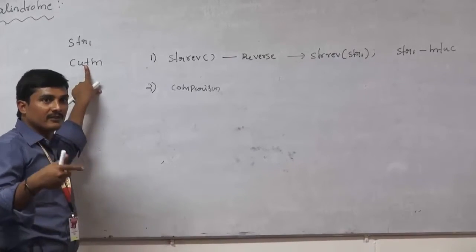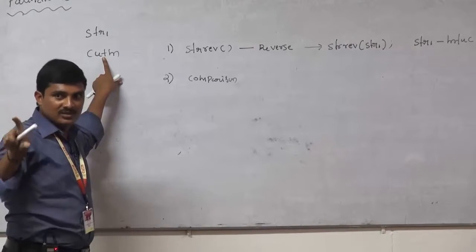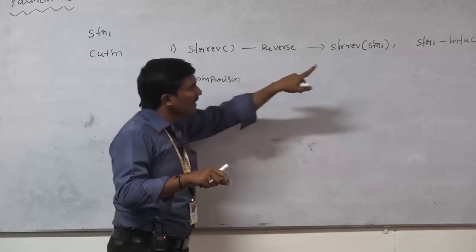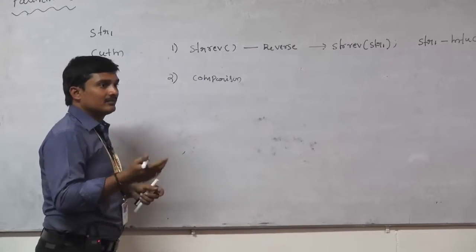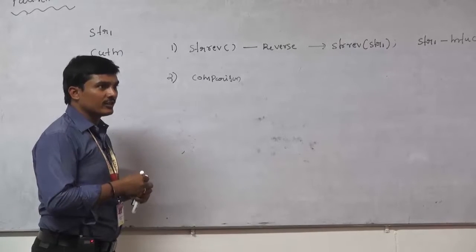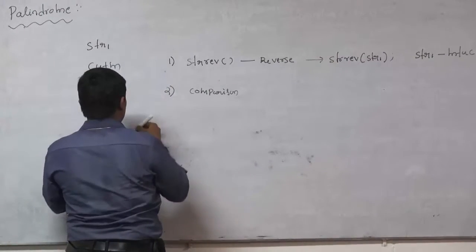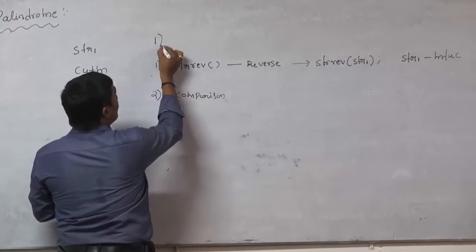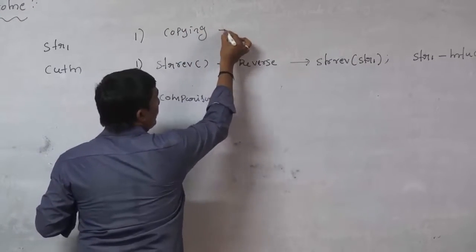What is the purpose of reverse? The reverse string is stored in the same string itself as per the predefined function rule. So now you have the reversed string. It is compared with which one? You lost your original string. So what is step 1? That is the most important one here. Step 1 here is copy.